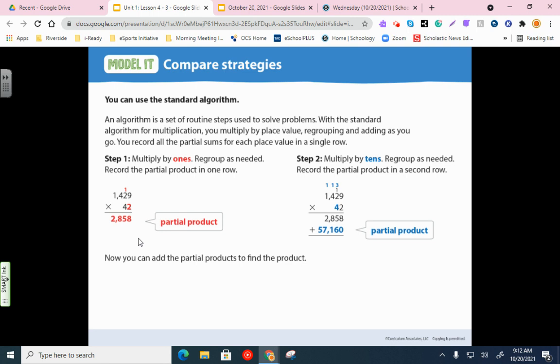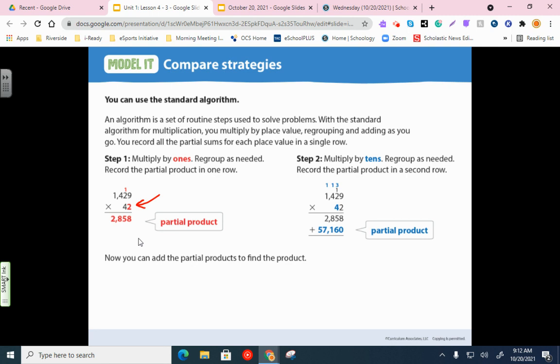So I just want to point out a few things here. Down here at step 1, you start with multiplying by your ones. The ones are here in red. So this 2 is in the ones place, so we get a partial product of 2,858. And if you go back and look at our first page of notes, that's exactly what we got.